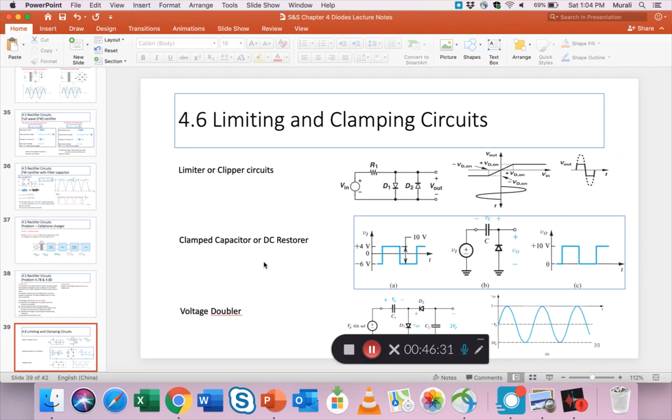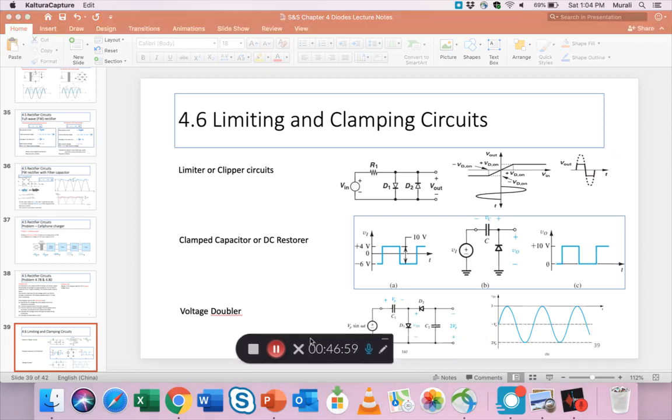Clamped capacitor or DC restorer. So what this means is you're able to actually take an input waveform that has like +5 on the top and -6 on the bottom and shift the whole thing up so that you get a full 0 to 10 volts instead of this +4 on the top and -6 on the bottom. So this diode circuit with a capacitor can do that.